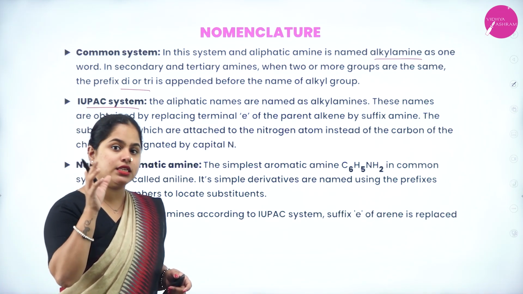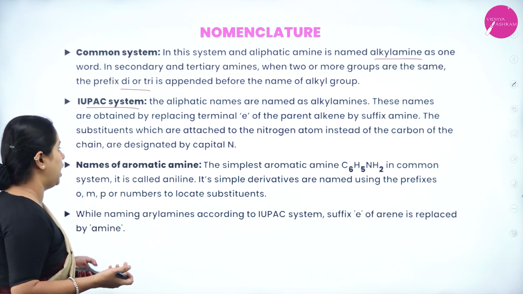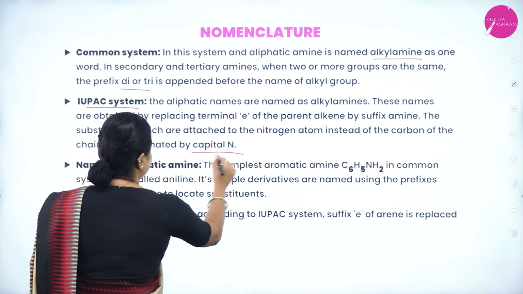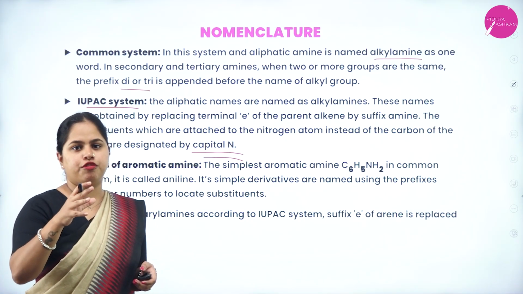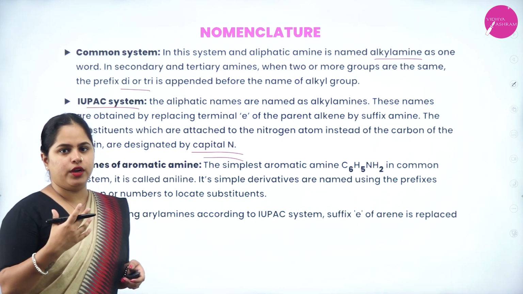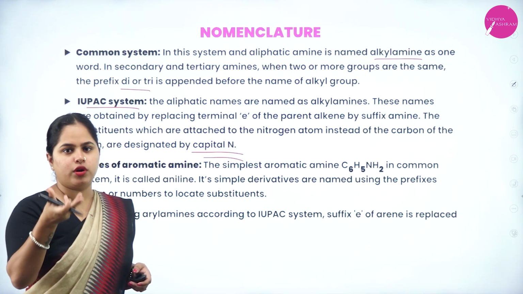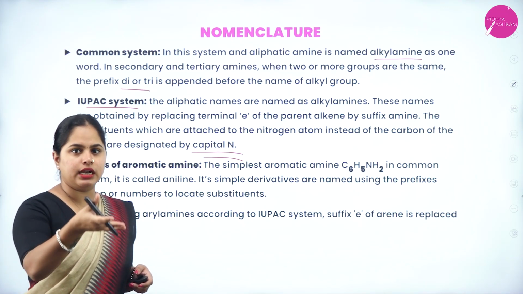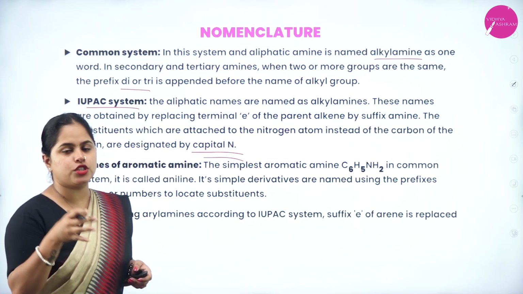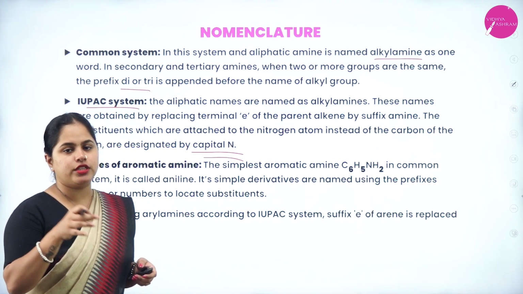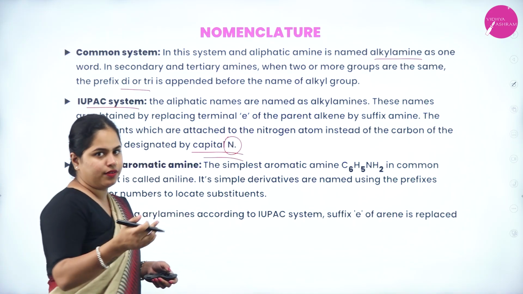The suffix here is amine. The substituents which are attached to the nitrogen atom instead of the carbon of the chain are designated by the capital N. Usually when we name organic compounds, if other substituents are present, we mention them using numbers. For example, if a chloro group is present on the second carbon atom, we mention it as 2-chloro. But here we are dealing with amines, so it's not carbon, it is the nitrogen atom. So instead of numbering it as 1, 2, 3, we are going to write N here. We'll discuss that now.